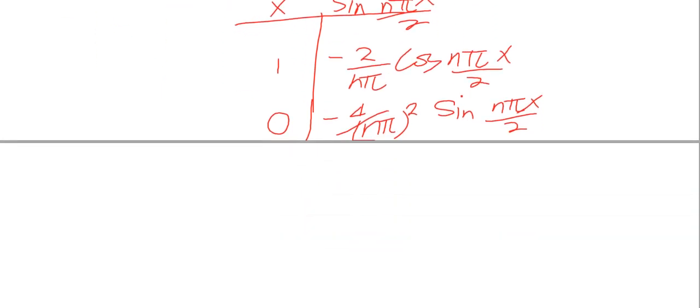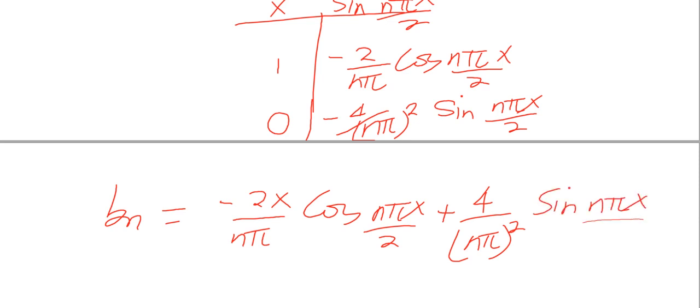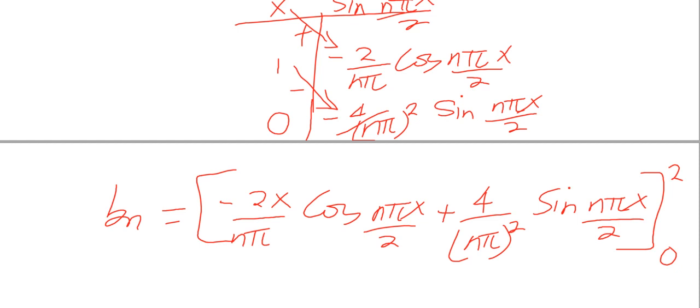So I'll get bn is equal to minus 2 over n pi x times cosine of n pi x over 2, then plus 4 over n pi squared sine of n pi x over 2, as x increases from 0 to 2. Remember, we are multiplying these terms like that. Then there is a negative plus sign there and a minus sign here, so that minus times minus becomes positive, so the second term is positive.